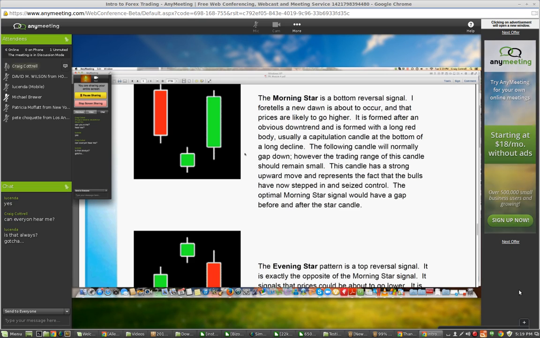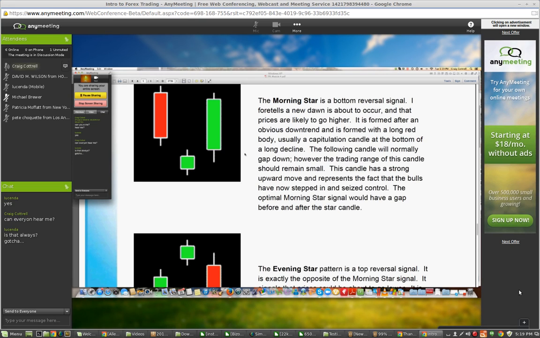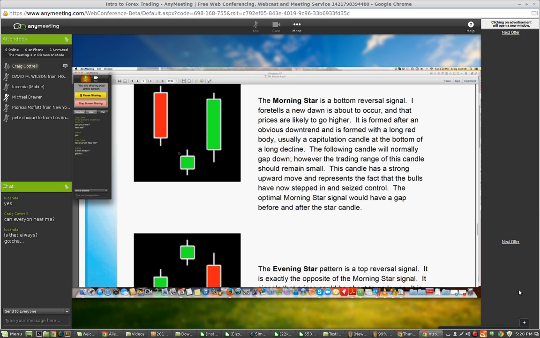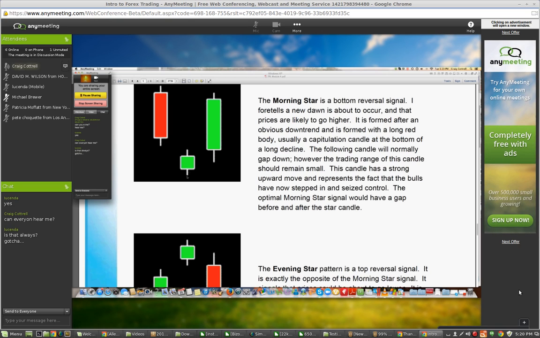All right. So the morning star. Here we are on a downtrend. Big red candle. Price is moving down. The bears are clearly in control. But then we get a small body green candle. The price closes slightly above where it opened. And we have small wicks to the upside and to the downside. That's also a signal that this downward trend is losing its steam.